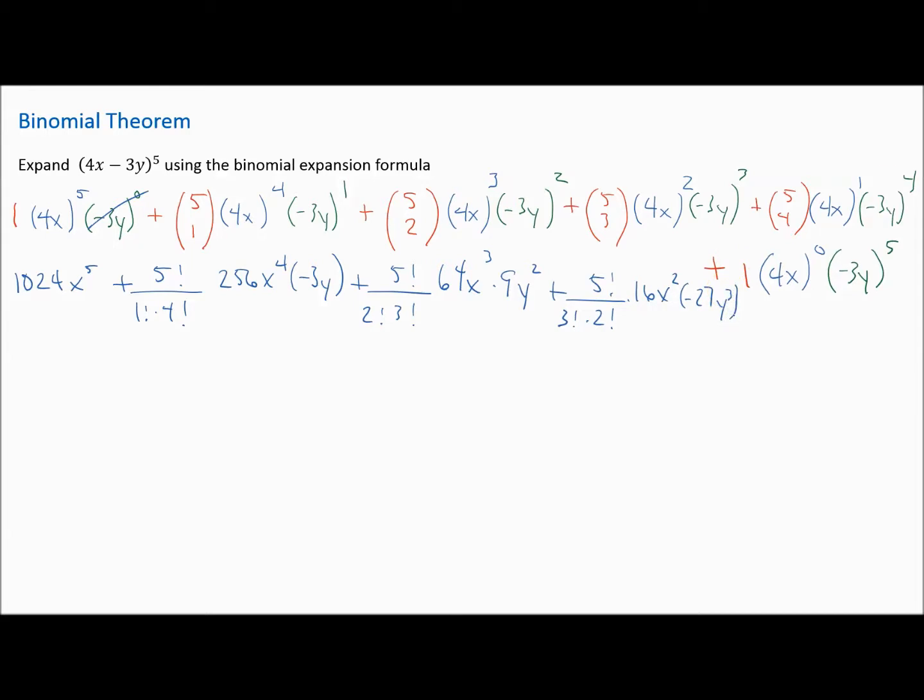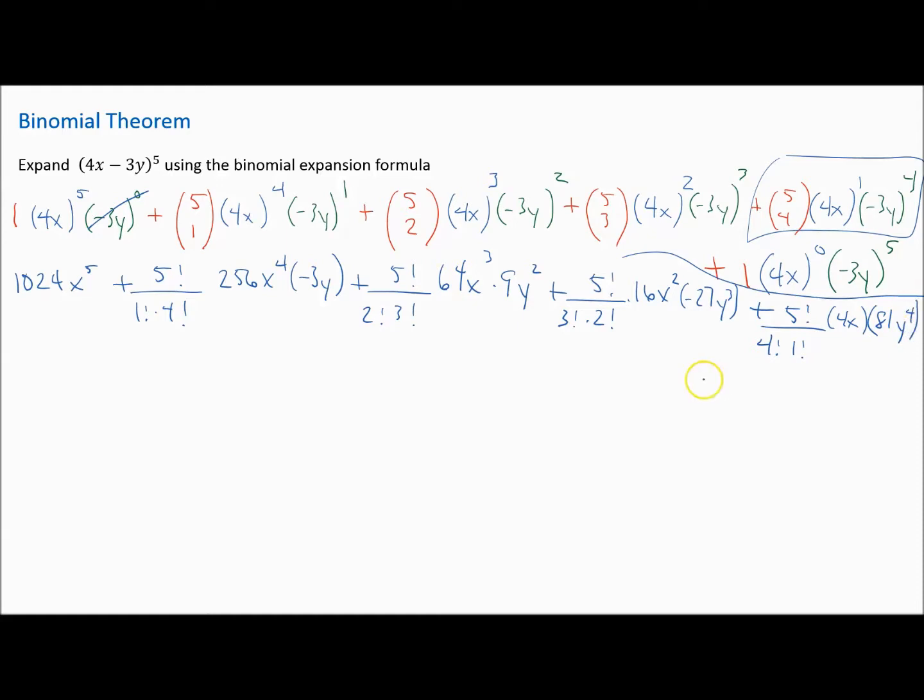Now, this is starting to look messy. I am right here at this point. Okay, so I'm going to put plus, and I need a line here to separate. Okay, 5 choose 4 is just 5, but we'll figure it out. 5 factorial over 4 factorial times 1 factorial. 4x to the first is times 4x. Negative 3y to the fourth. Now that gets big. Negative 3 to the fourth is positive 81y to the fourth.